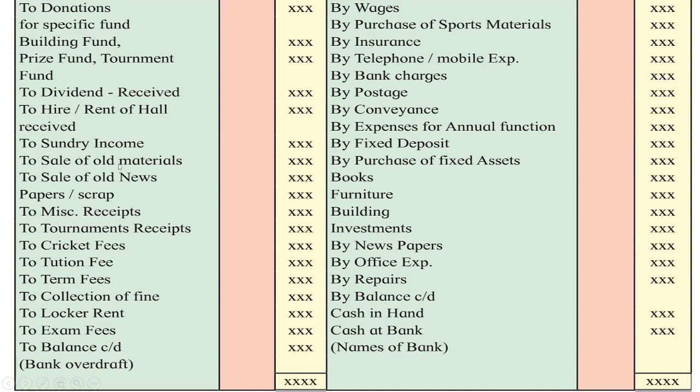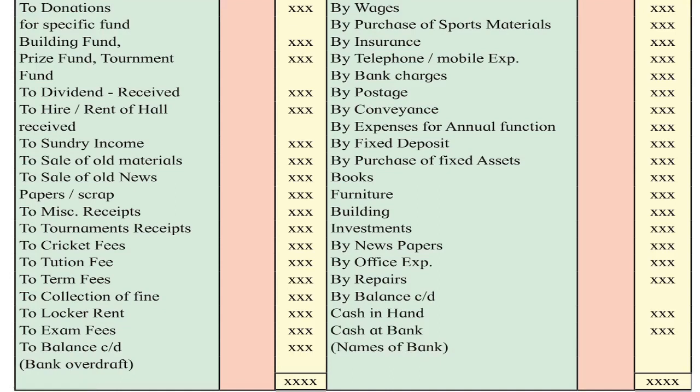Then sale of old material. See, we have to make an adjustment on sale of old material. Thereafter, sale of old newspaper or scrap. Again, this is a revenue receipt, transfer to the income side. Miscellaneous receipt, tournament receipt, cricket fees, tuition fees, term fees, collection of fines, locker rent, exam fees, all these are revenue receipts. Hence, transfer to the income side. Okay, this way we have considered them.